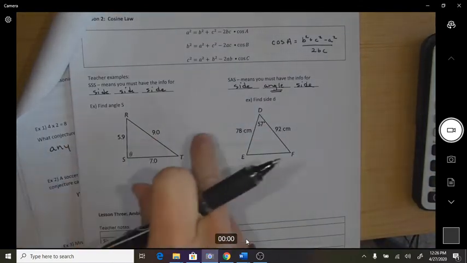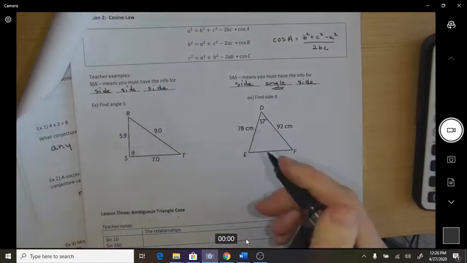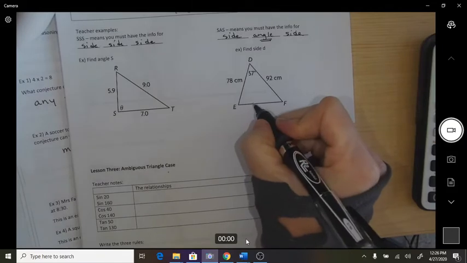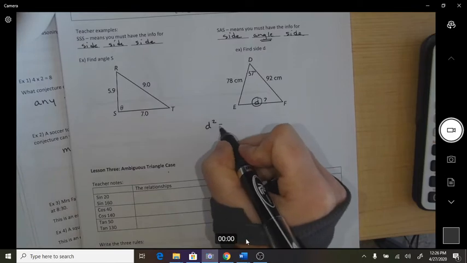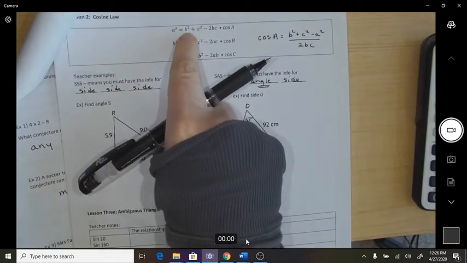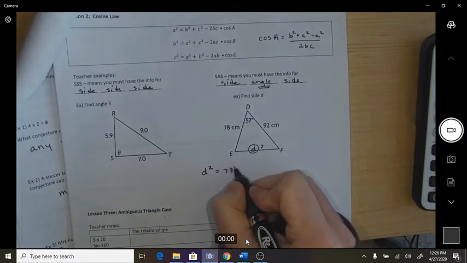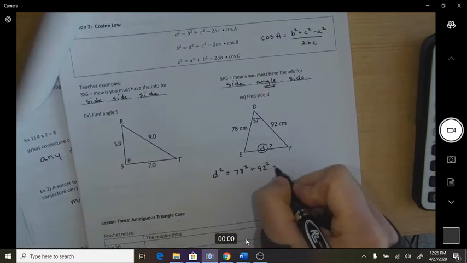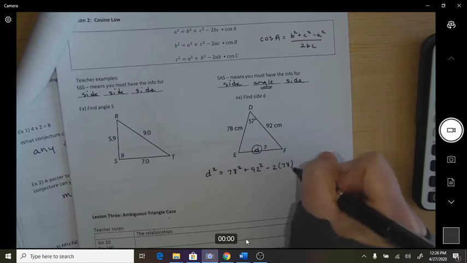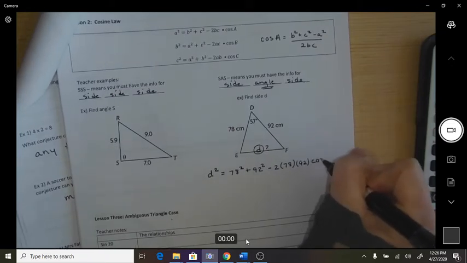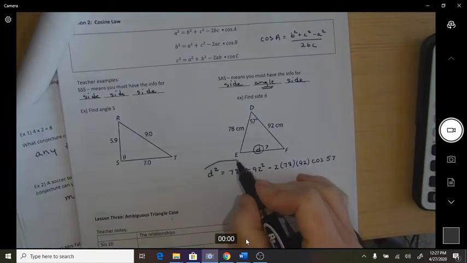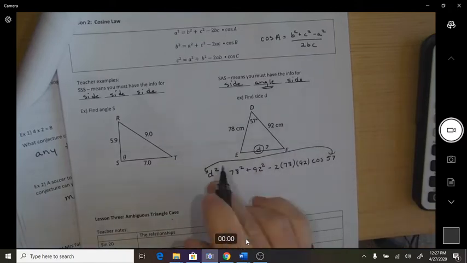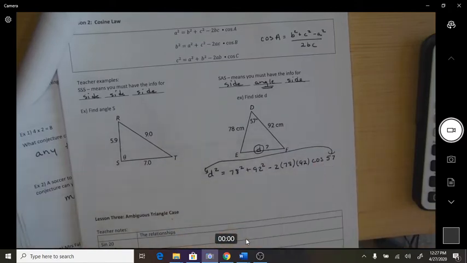Okay, so I'm actually going to do this example first. So this is finding a side. Okay, so we're trying to find D. So D squared equals the other two side lengths squared. This doesn't matter the order. Minus 2 times 78 times 92 times cos of 57. So this side that you're finding would be across from that angle at the end. And then it's just filling in the other two sides into that formula.